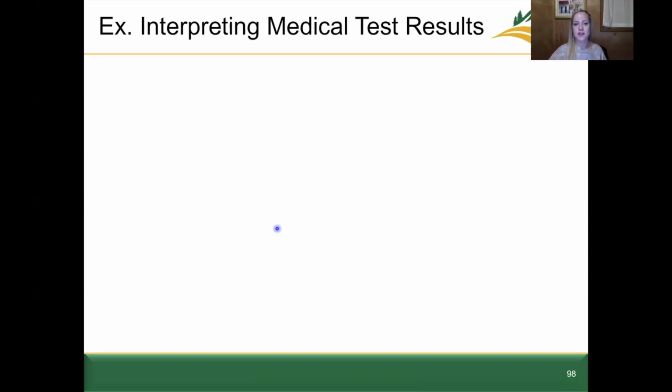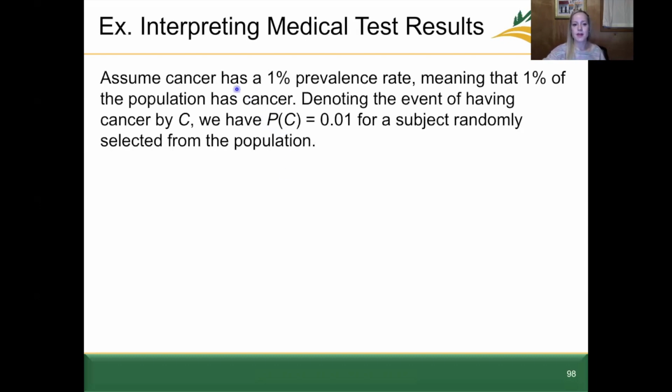Let's do this example here with interpreting medical test results. In this example, we're going to assume that cancer has a 1% prevalence rate. In other words, 1% of the population has cancer. We're going to denote this event as capital C. So here we have the probability of event C. We take this percentage, we divide by 100, so we have the probability of event C is equal to 0.01. This is the probability for a subject randomly selected from the population.